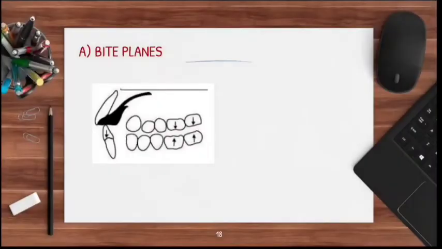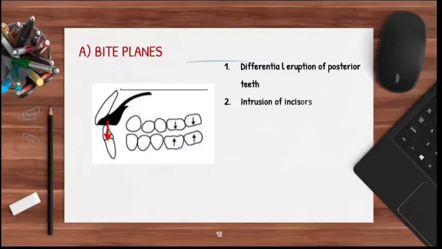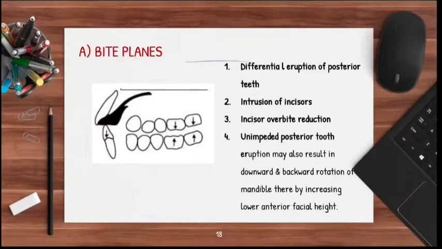Flat anterior bite plane, when placed, disoccludes the posterior teeth. Now we are going to discuss the effects of flat anterior bite plane. These include differential eruption of posterior teeth, intrusion of incisors, incisor overbite reduction, and unimpeded posterior tooth eruption may also result in downward and backward rotation of the mandible, thereby increasing lower anterior facial height.